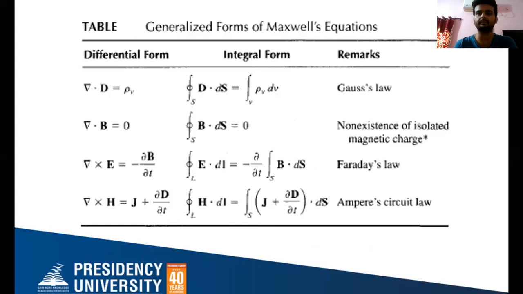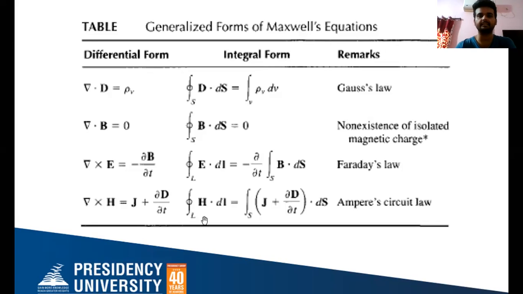So let's have a quick summary of the Maxwell equations. ∇·D equals ρ_v, ∇·B equals 0, ∇×E equals minus ∂B/∂t. This is valid for which case? When the loop is static and the strength of the magnetic field is varying with respect to time. In that case, this equation holds: ∇×E equals minus ∂B/∂t.